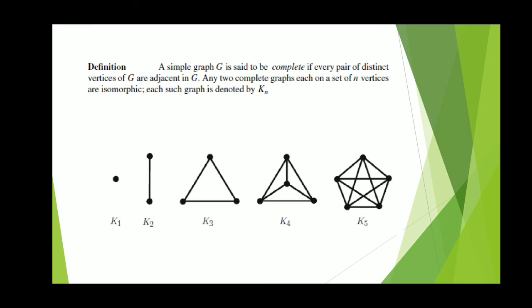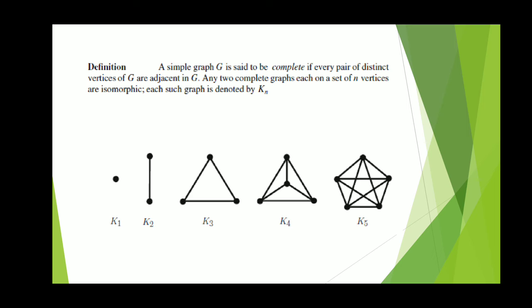Next one, a simple graph G is said to be complete if any pair of distinct vertices of G are adjacent in G. From this we can conclude any two complete graphs, each on a set of n vertices, are isomorphic, and the complete graph is denoted by K suffix n.